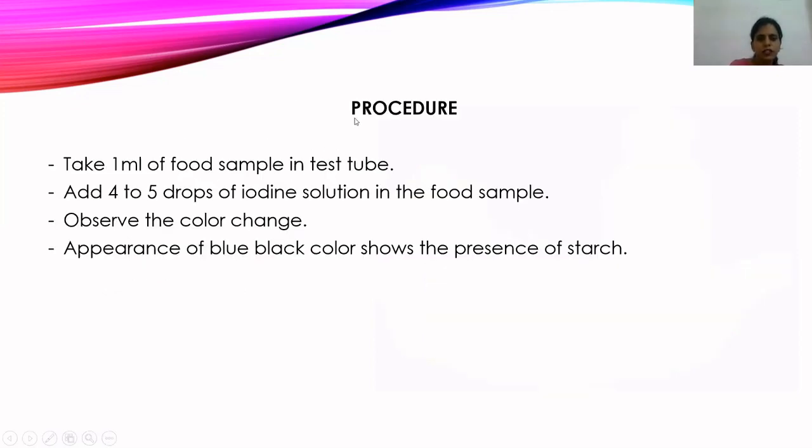Next, the procedure is given. How you can perform this test is, take 1 ml of food sample in a clean and dry test tube. Then add 4 to 5 drops of iodine solution in the food sample and observe the color change. Appearance of blue-black color shows the presence of starch. If there is no blue-black color, the color of iodine solution remains as such, that is yellowish brown. That means starch is absent in that particular food item, right?